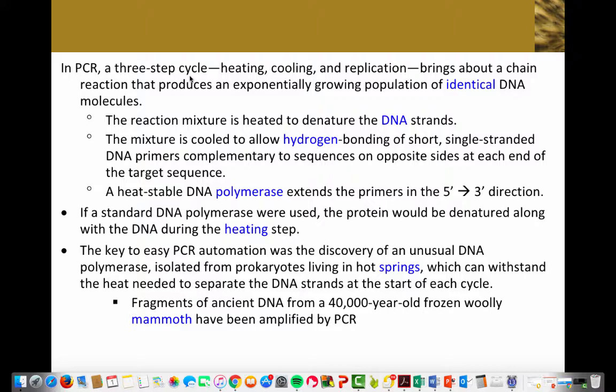Then the mixture is cooled. So first heat, then cooled. And that allows hydrogen bonding of the short single-stranded DNA primers that are complementary to the sequence on the opposite side of each target that you're trying to start, right? So basically what you're doing is you're starting out.